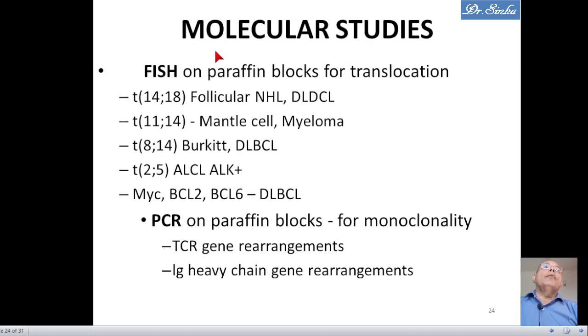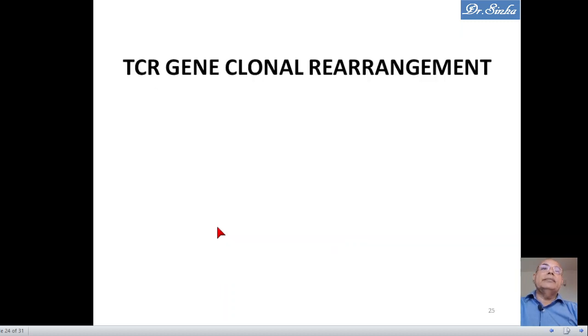If in doubt, one should go for molecular studies like fluorescent in situ hybridization on paraffin blocks for translocation and polymerase chain reaction on paraffin blocks to prove monoclonality, like T cell receptor gene rearrangements. Regarding T cell gene clonal rearrangement, T cell receptor chains, either alpha, beta, gamma, delta, are produced following somatic rearrangement of T cell receptor genes like alpha, beta, delta and gamma. This process is vital to proliferation of T cells in normal immune function, but can be exploited to aid in the distinction between reactive and neoplastic processes.